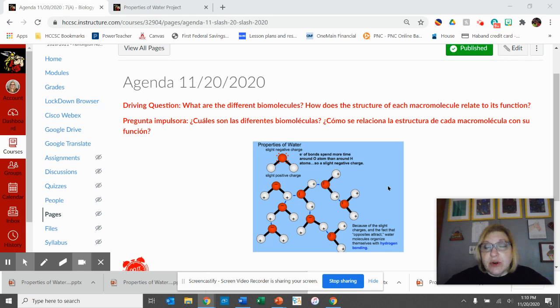What we're going to be doing in biology today is talking about a project that we're starting and will be due on Tuesday. It's just a short little project. It's not a big deal. Students are going to be looking at the special properties of water and why water is an important biomolecule.